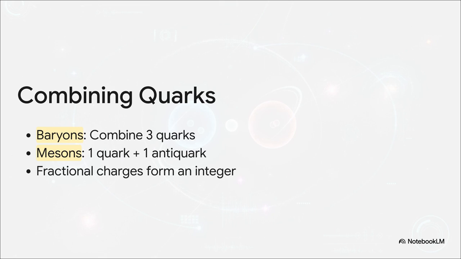Those fractional charges, we never actually see them in isolation in our everyday world. They always puzzle together perfectly to form whole numbers. We call these grouped particles hadrons, and they come in 2 main types.